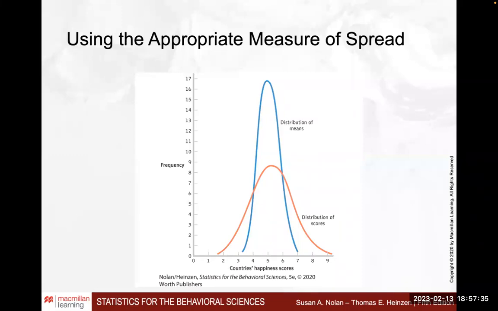So using an appropriate measure of spread depends on the use case. If you just want to understand the distribution of the raw scores, this is here basically this orange distribution. So this is considerably wide, and the blue one is basically the distribution of means.